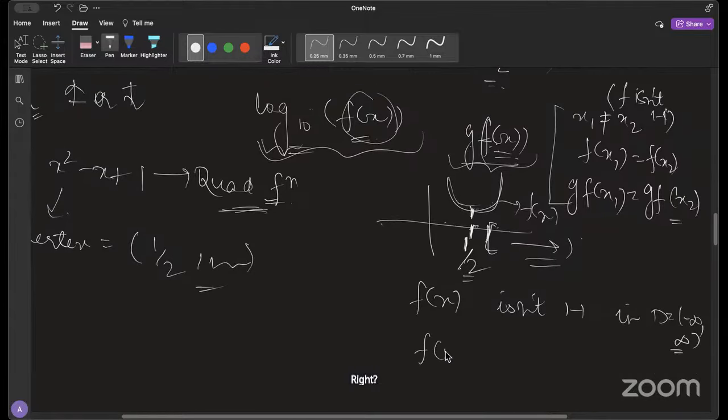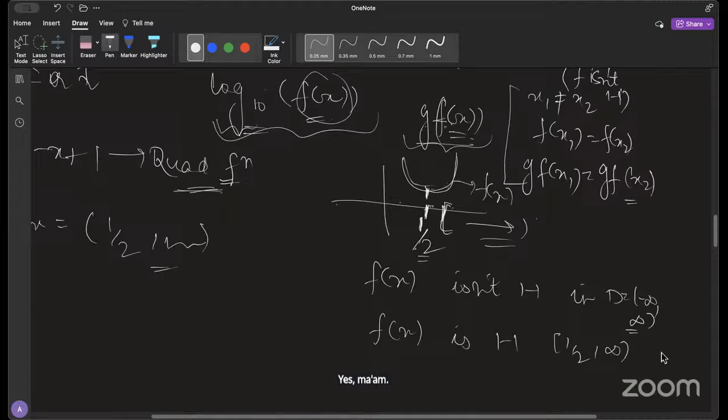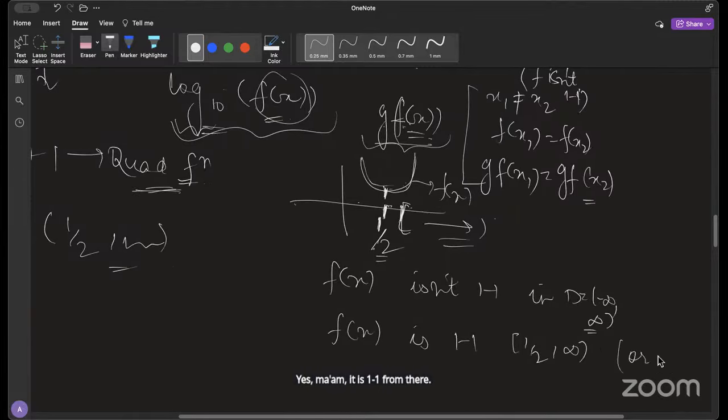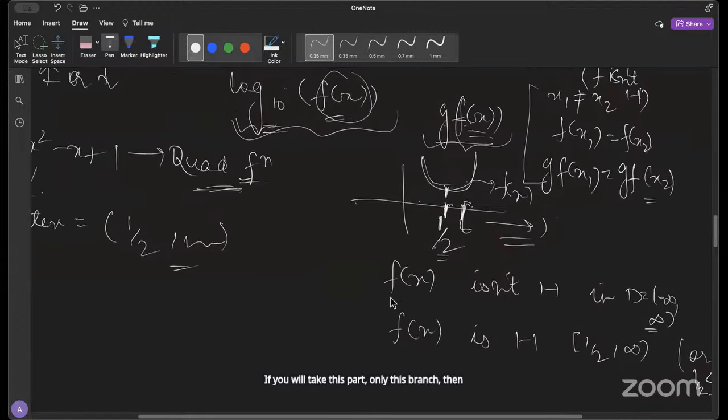But if you talk about this, then f(x) should be 1-1 from half to infinity, right? Or you can even take a to infinity where your a is greater than half. This also works. Minus infinity to a, where a should be less than half, also works. If you take only this branch, then also it's 1-1.